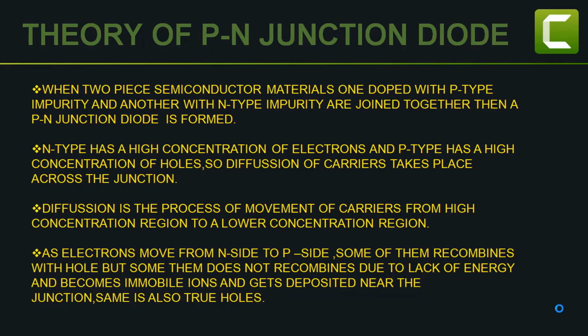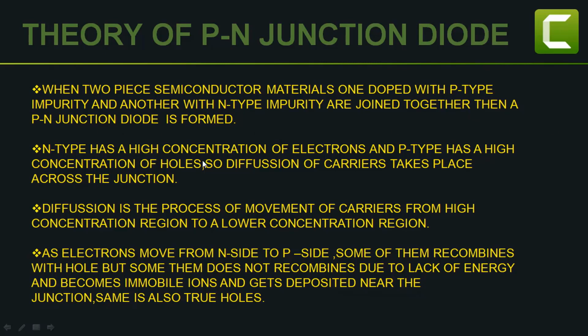Today we'll discuss semiconductors and diodes, part 2. So let's see what the first topic is. The first topic is the theory of the p-n junction diode. So what is it? When two pieces of semiconductor material, one doped with p-type impurity and the other with n-type impurity, are joined together, a p-n junction diode is formed.